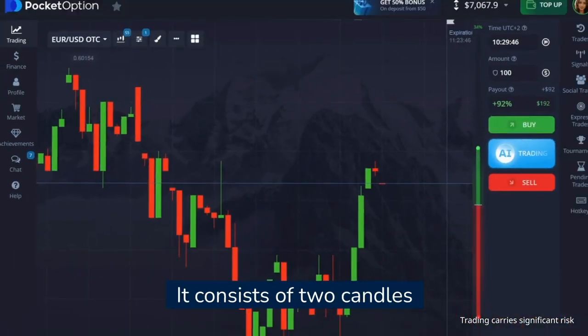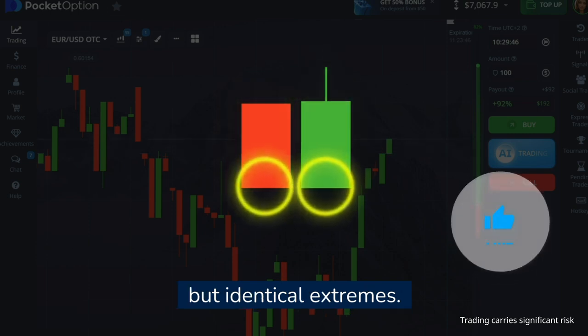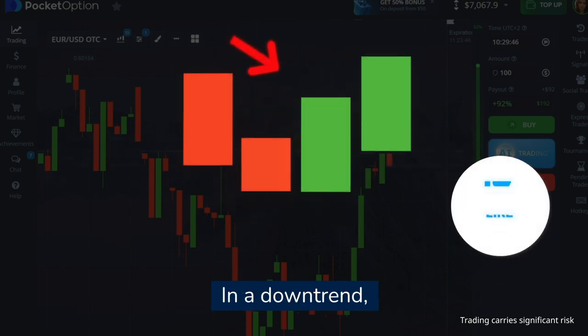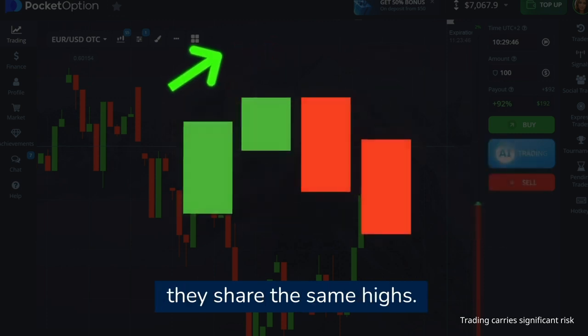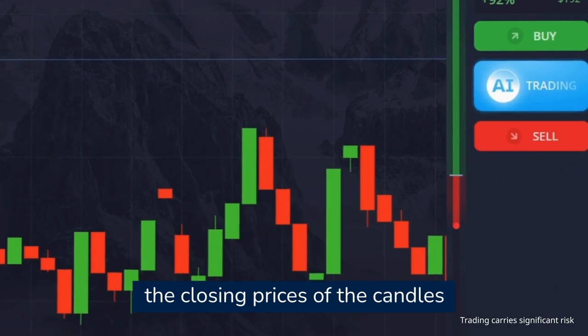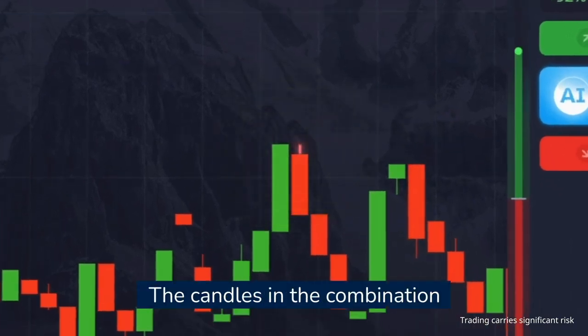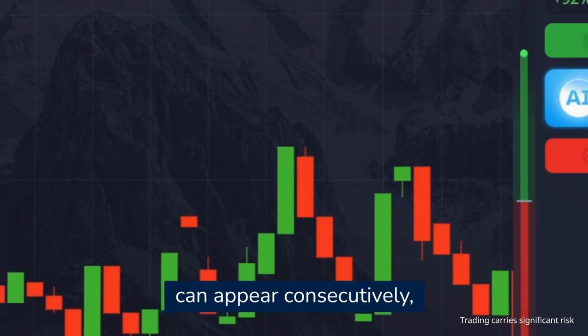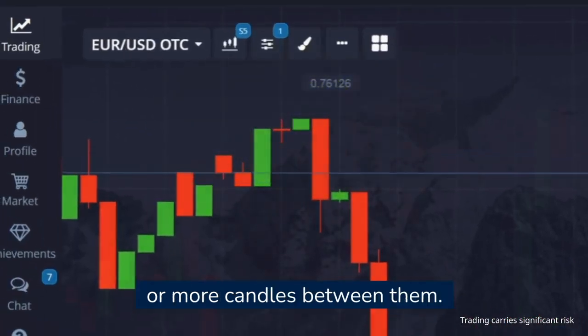It consists of 2 candles with opposite directions but identical extremes. In a downtrend, they share the same lows, and in an uptrend, they share the same highs. These extremes can be either the closing prices of the candles or their shadows. The candles in the combination can appear consecutively, or there may be one or more candles between them.